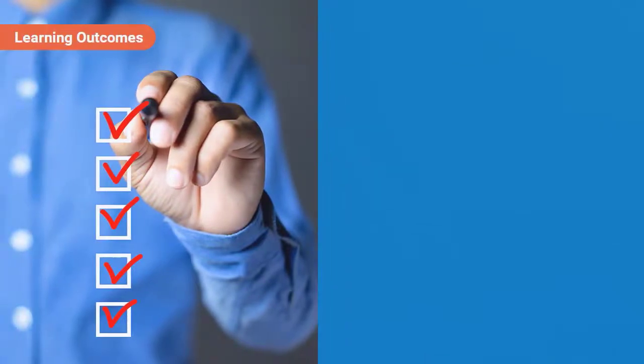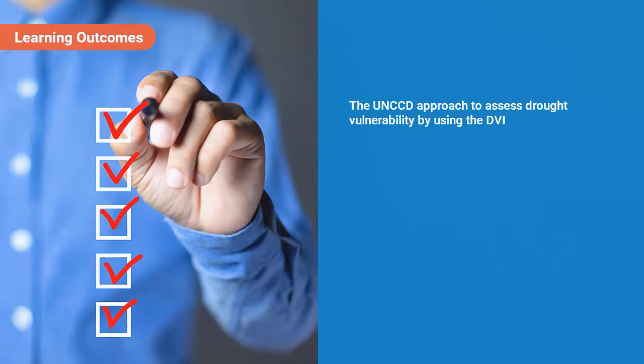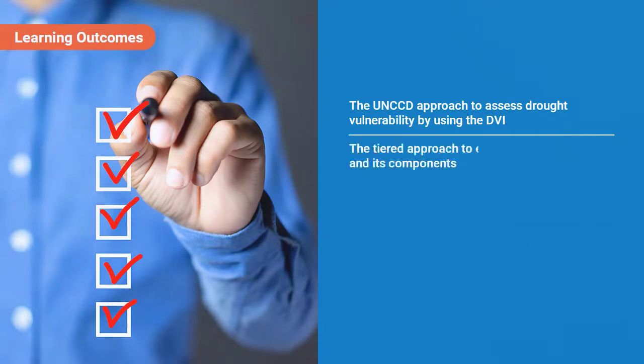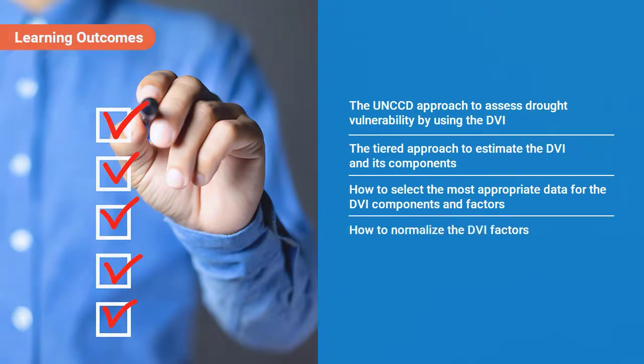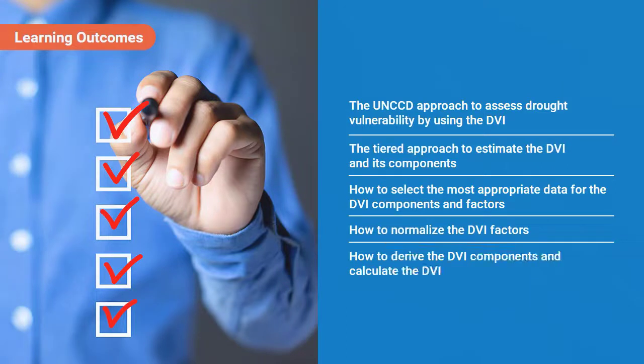We have reached the end of this video on SO33, Trends in the Degree of Drought Vulnerability. In this video, you learnt about the UNCCD approach to assess drought vulnerability by using the Drought Vulnerability Index, or DVI, the tiered approach to estimate the DVI and its components, and how to select the most appropriate data for the DVI components and factors. You also learnt how to normalize the DVI factors, derive the DVI components, and calculate the DVI.